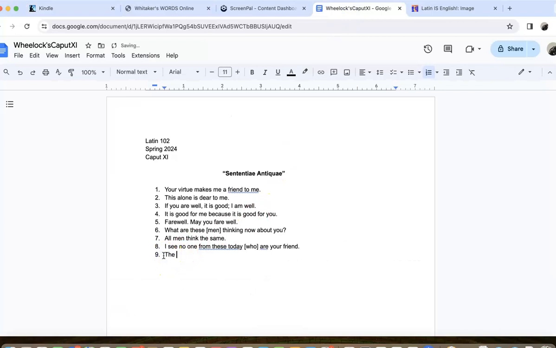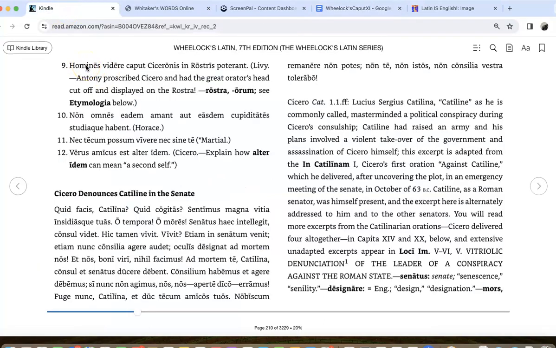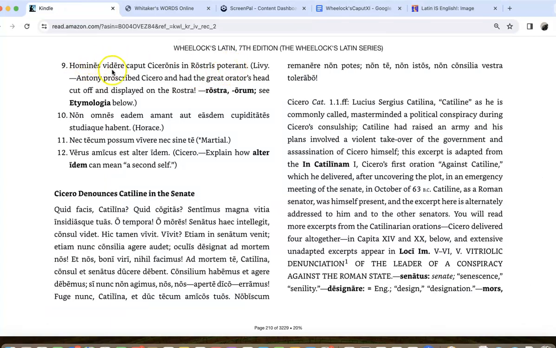So let me write that down. That'll explain it. So the people, homines, were able to see, poterant, the head, caput, on the rostra. So the people were able to see the head of Cicero on the rostra. So the people, homines, were able, poterant, to see, videre, the head, caput, of Cicero, Ciceronis, on the rostra. Just a couple of things here to aid you.